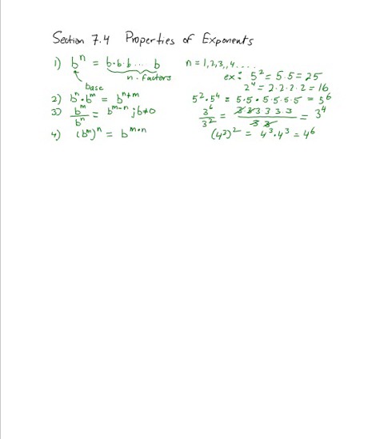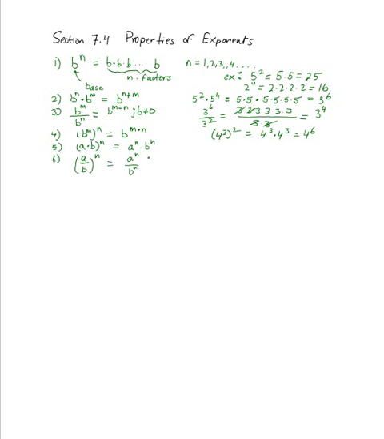2 more rules. Rule number 5 says if I have 2 things being multiplied together, raised to a power, I take each one to the power. And that's kind of just a distributive property. And the last rule is similar. Last rule says if I'm dividing 2 things and I have a power on the outside, I can do the power on each one individually. Again, kind of a distributive property.